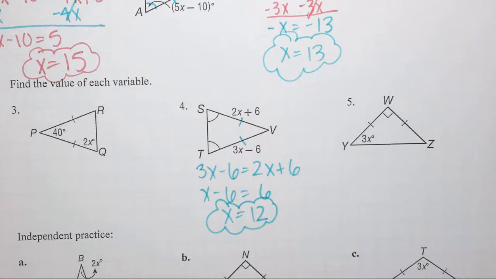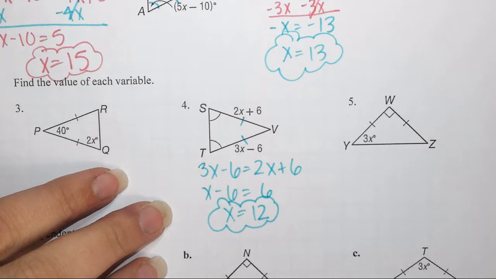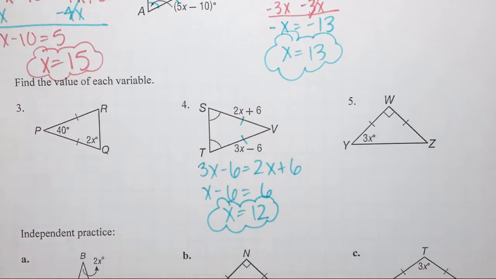Where'd you get 30 from? I said plug it in. I saw the number 6 and the variable. Oh, you got excited. Okay, did everybody get 12? Yeah. Okay, so we can move on to number 3?